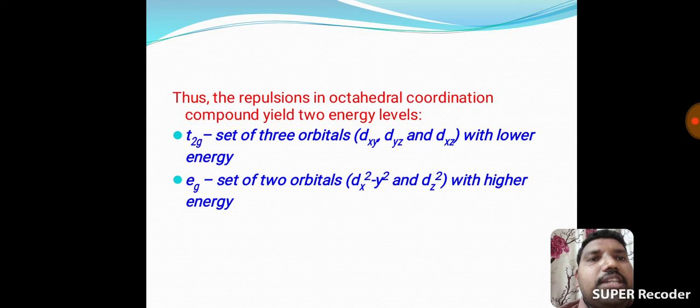Thus, the repulsions in octahedral coordination compound yield two sets of energy levels: the t2g set of 3 orbitals, dxy, dyz and dxz, with lower energy, and the eg set of 2 orbitals, dx²-y² and dz², with higher energy.